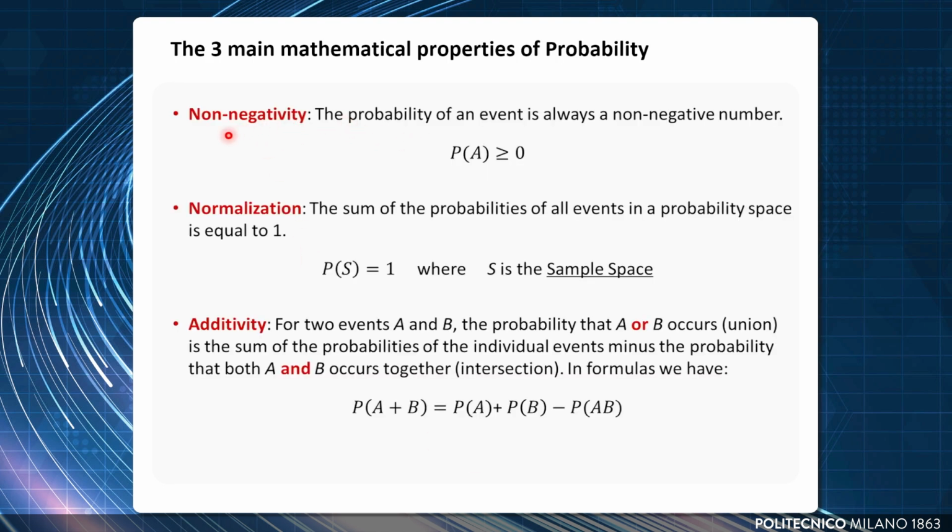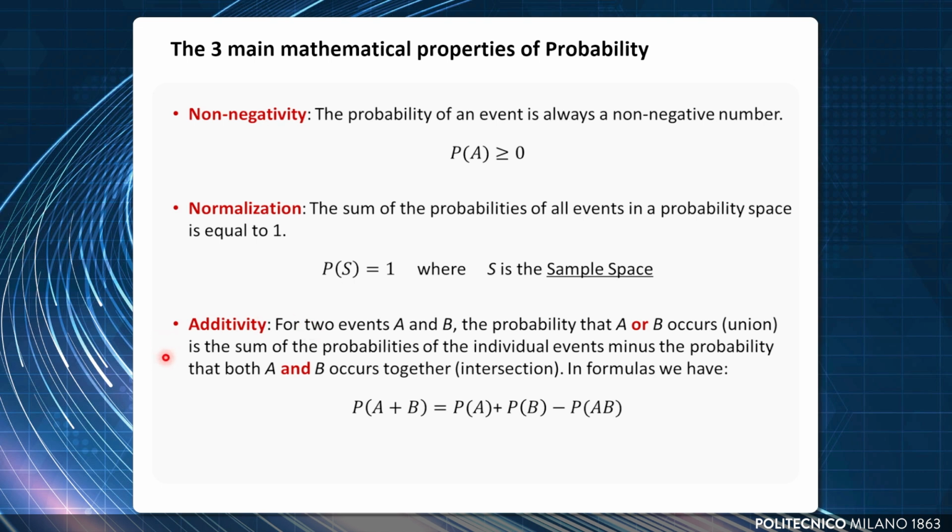Those are non-negativity. Of course, the probability of any event A is a non-negative number, and as a matter of fact, we have defined the probability as the limit of the frequency, and it is the ratio between two positive numbers, so it cannot be a negative number. Normalization. The sum of the probabilities of all the events is 1. As a matter of fact, the probability of the sample space is 1 since numerator and denominator in the relative frequency are the same number.